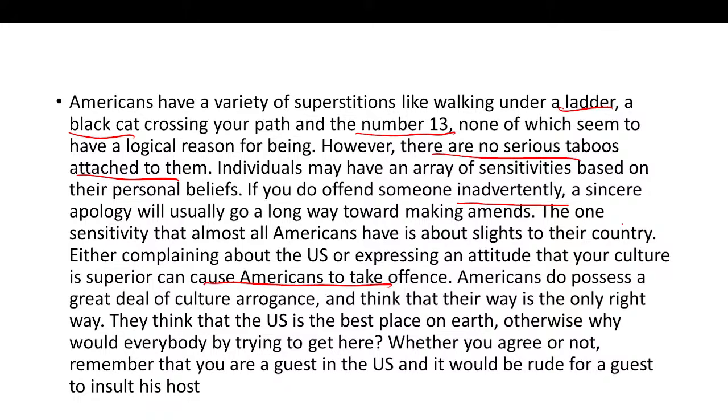Americans do possess a great deal of cultural arrogance and think that their way is the only right way. They think that the US is the best place on earth. Otherwise, why would everybody be trying to get here? Whether you agree or not, remember that you are a guest in the US, and it would be rude for a guest to insult his host.